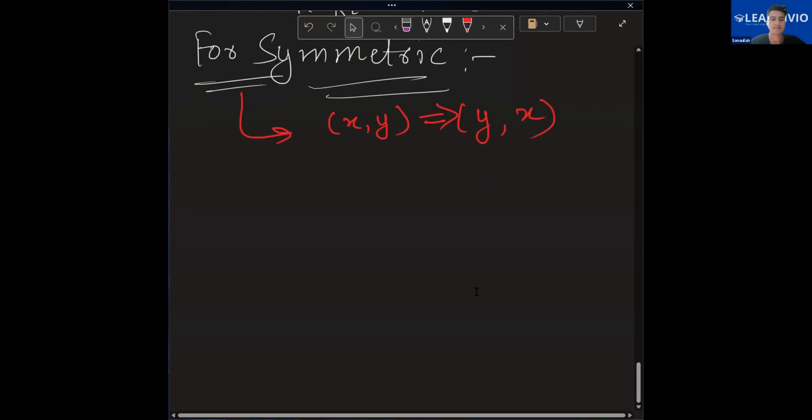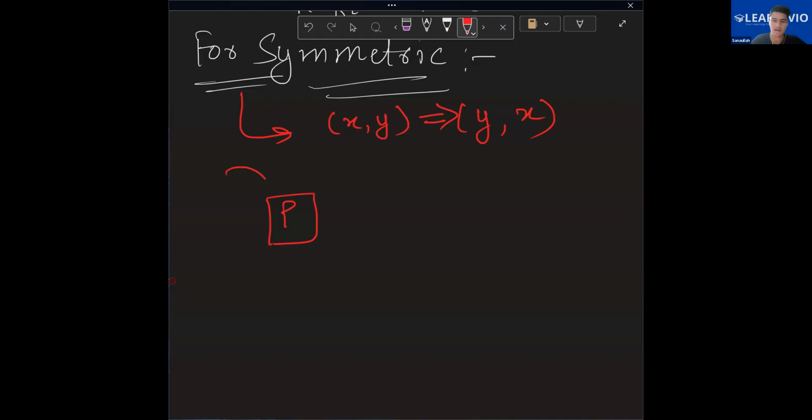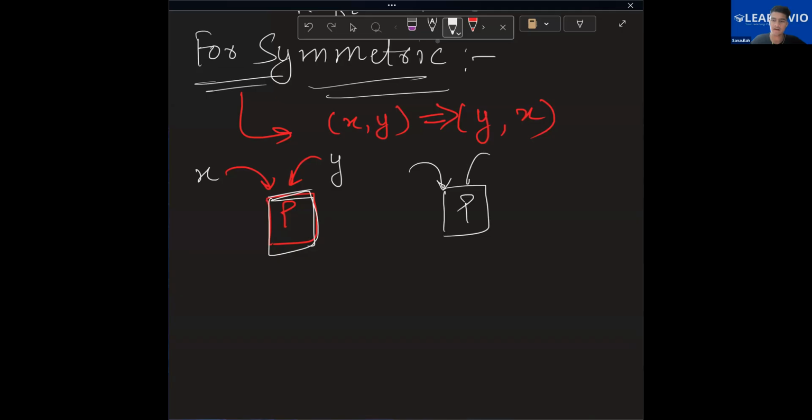Understand? So if x and y work at the same place, let's say this is a place P, and instead of A and B we take x and y, if x and y work at this place, then we can also say that y and x also work at the same place. है ना? कह सकते हैं हम. So this is symmetric.